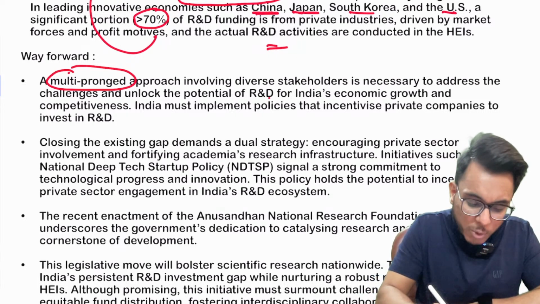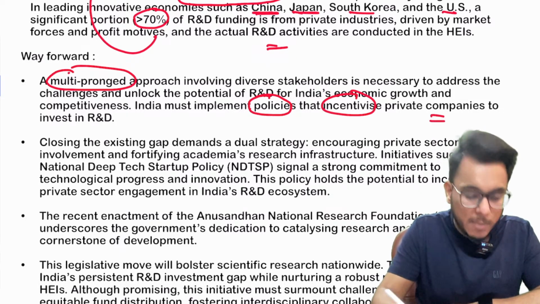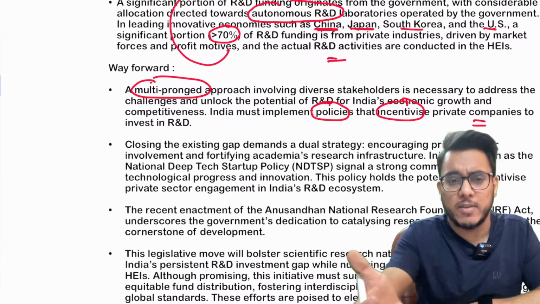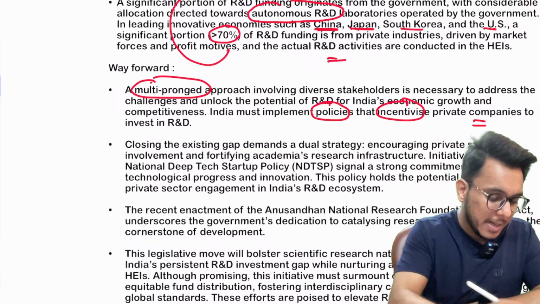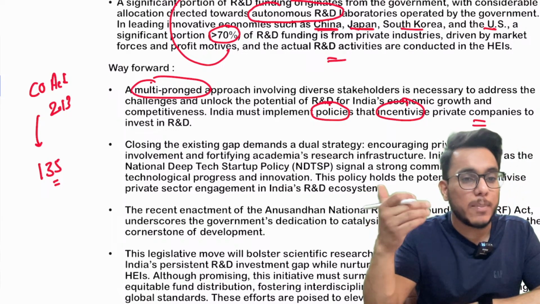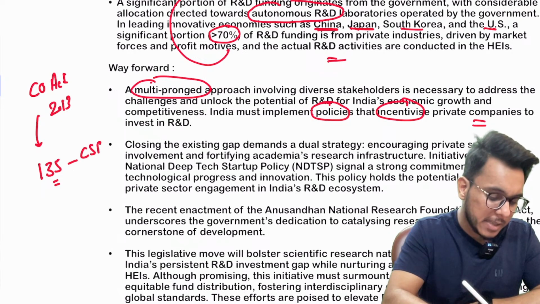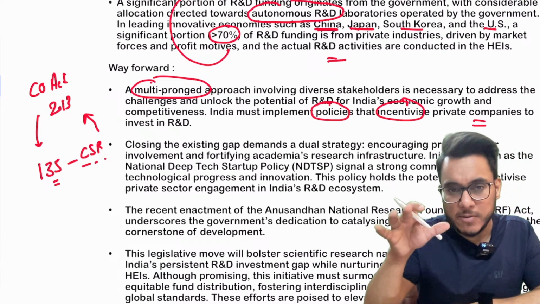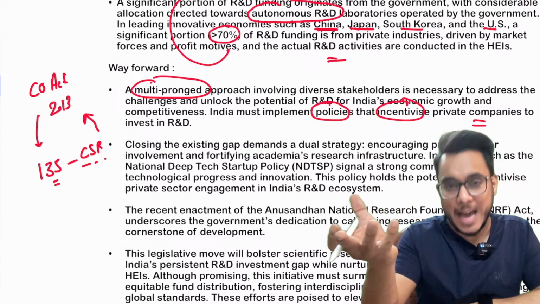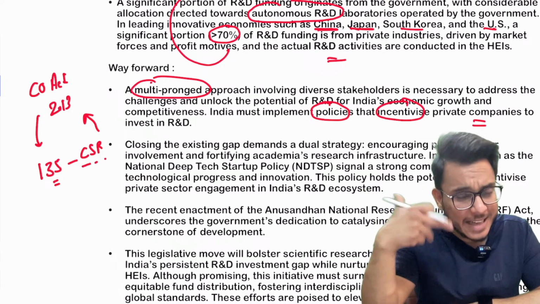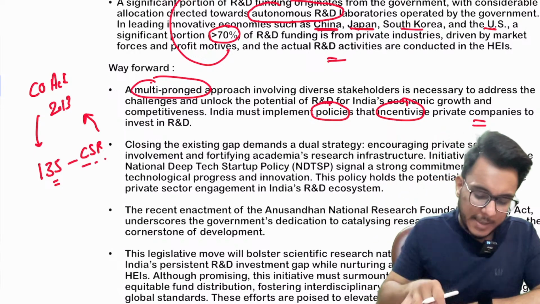We need to come out with policies. We need to give incentives to private companies to invest in R&D. For example, guys, there was one suggestion given in an article we discussed on our platform. We have the Companies Act 2013. Under the Companies Act 2013, Section 135 mandates companies above a particular threshold to commit expenditure on CSR, corporate social responsibility. It has been said that if a private sector company is sponsoring a lab doing R&D, the money they sponsor should be allowed to be claimed as their CSR expenditure. Such kinds of incentives are needed.